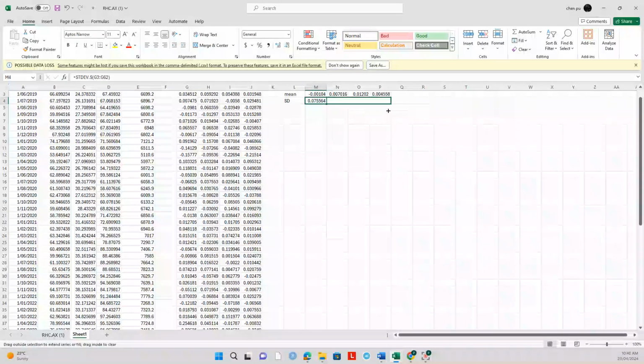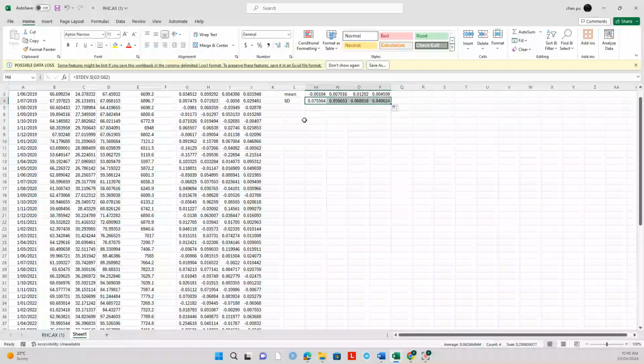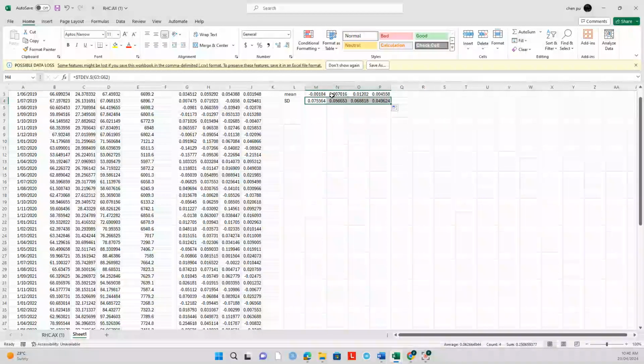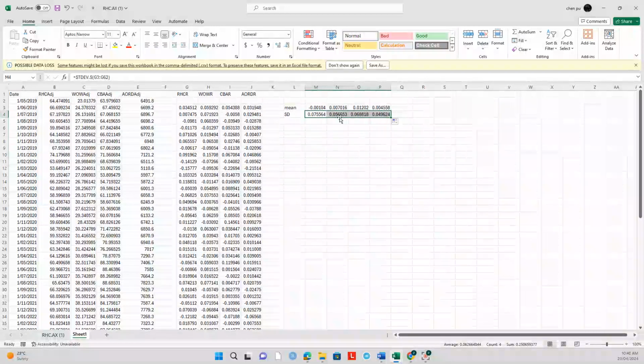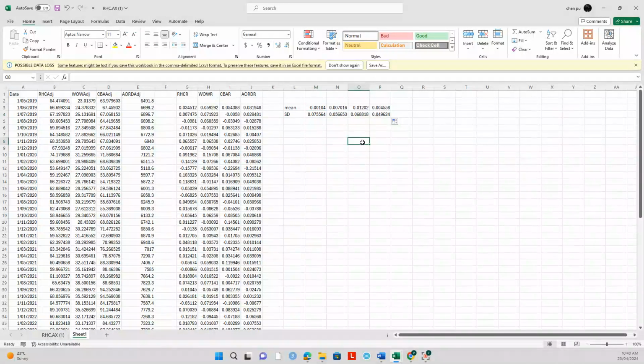And then I check the formula. This will be the standard deviation of Woolworth, of CBA, and market standard deviation. So we stop here.